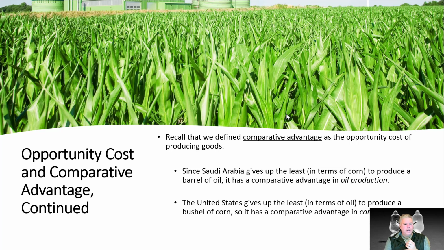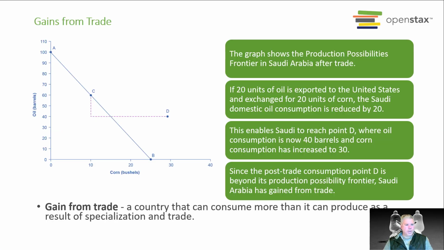So we define comparative advantage as the opportunity cost of producing goods. Since Saudi Arabia gives up the least in terms of corn to produce a barrel of oil, it has a comparative advantage in oil production. The United States gives up the least in terms of oil to produce a bushel of corn, so it has a comparative advantage in corn production.